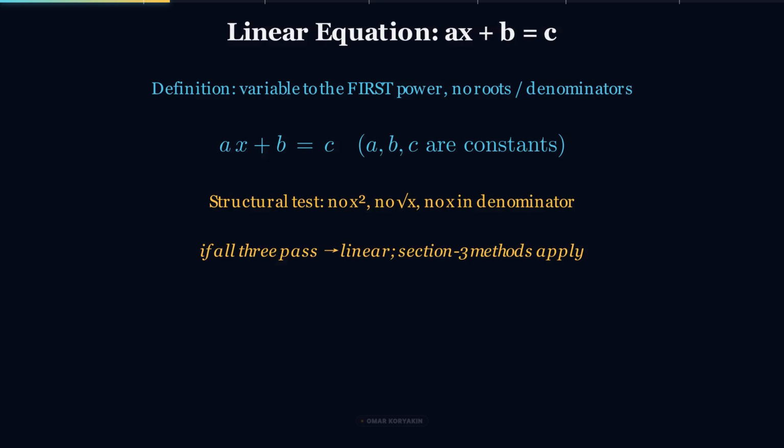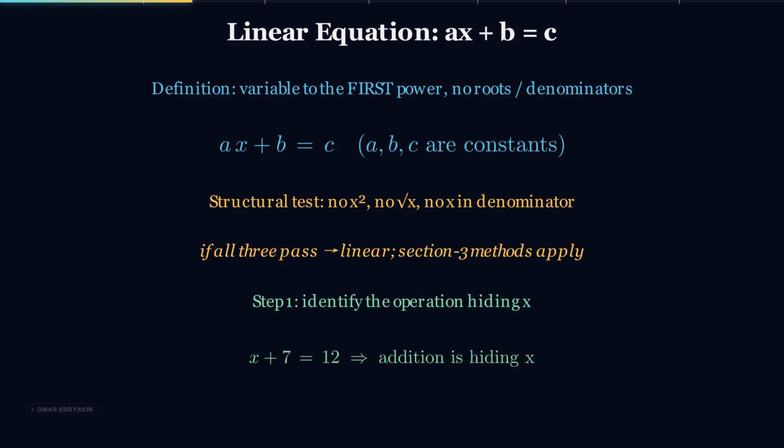Here is the structural test. To check whether an equation is linear, scan the variable terms and confirm three things. First, no x squared, x cubed, or higher power of x. Second, no x in a denominator. Third, no x inside a square root or other root function. If all three checks pass, the equation is linear and the Section 3 techniques apply. If any check fails, the equation is non-linear and requires a different solving toolkit from later sections.